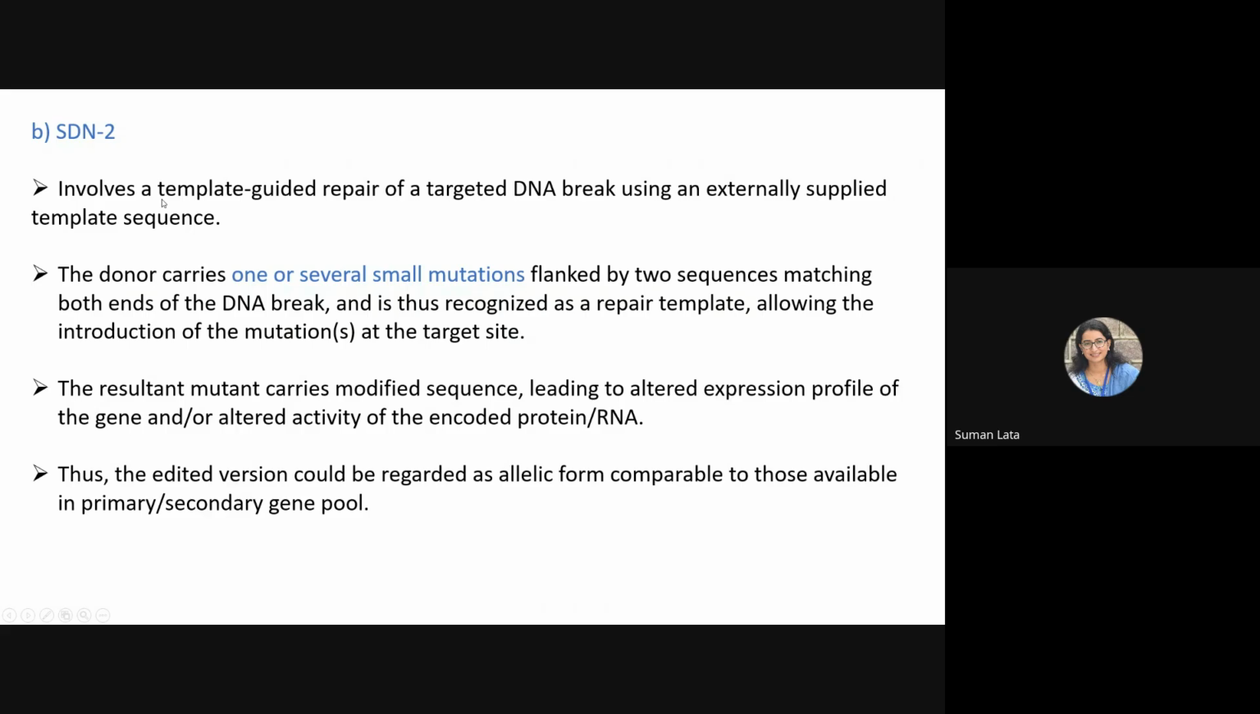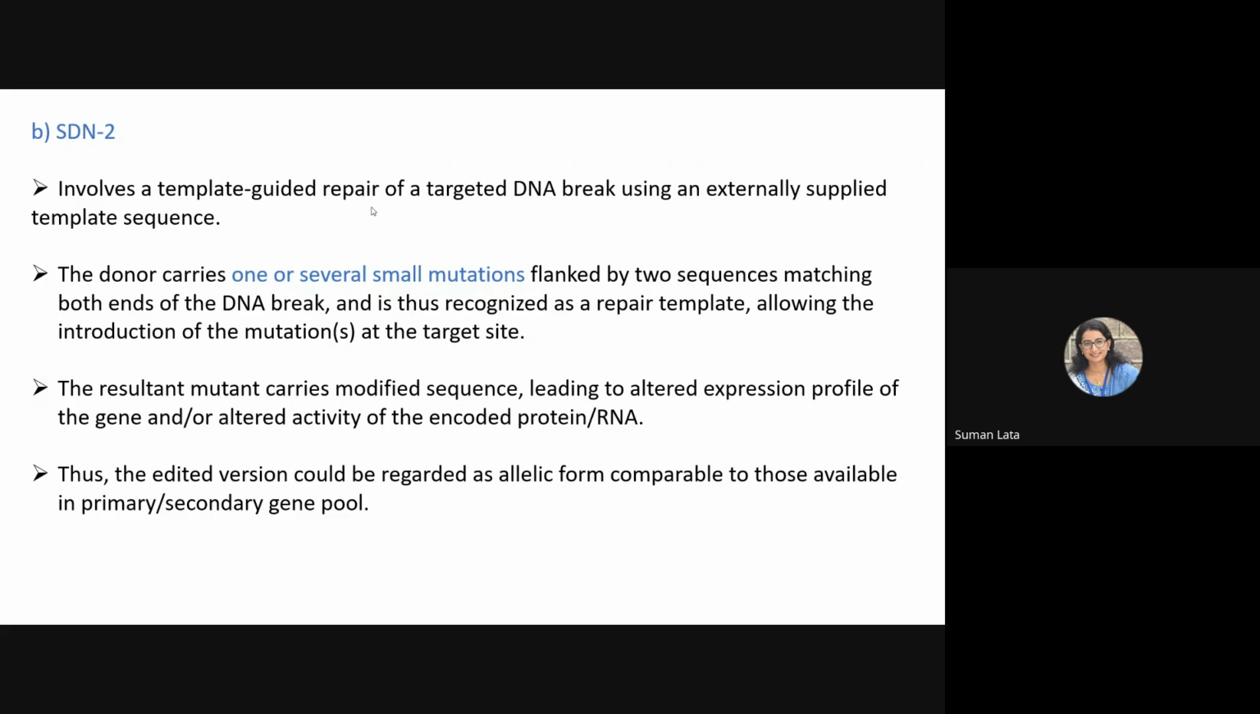In SDN2, it involves a template-guided repair of the targeted DNA break using an externally supplied DNA sequence. Here we provide a template to repair the DNA. The donor template carries one or several small mutations flanked by the two sequences which match both the ends of the DNA break. So it recognizes a repair template, allowing the introduction of the mutation at the target site, and the resultant mutant carries modified sequence leading to an altered expression profile of the gene or the altered activity of the encoded protein or RNA.